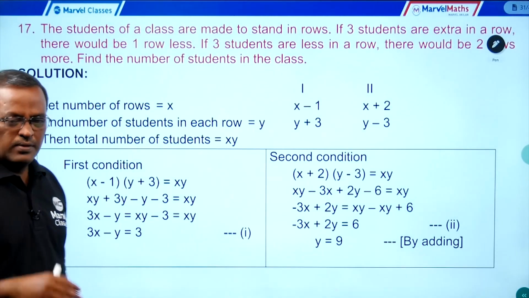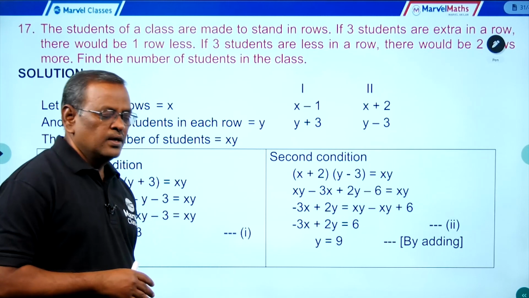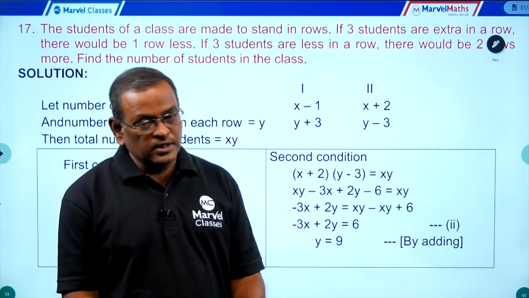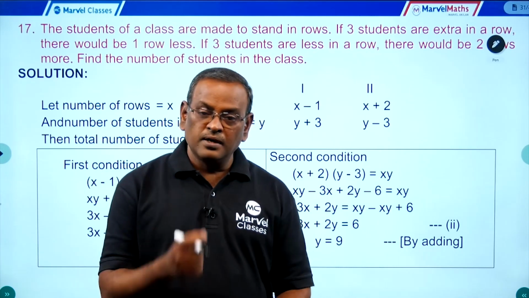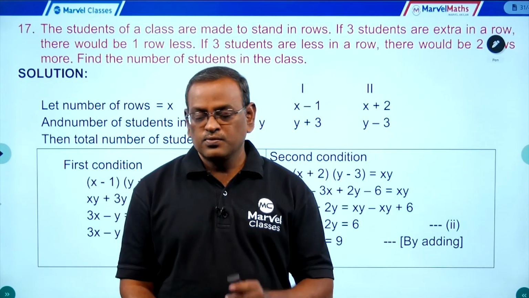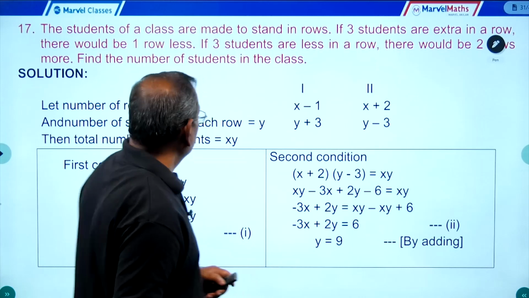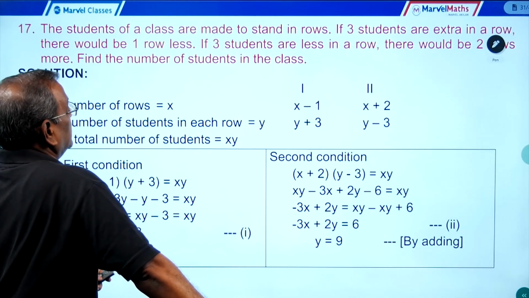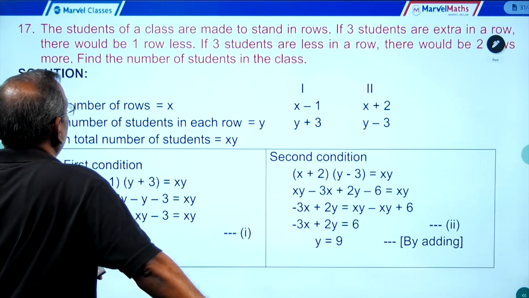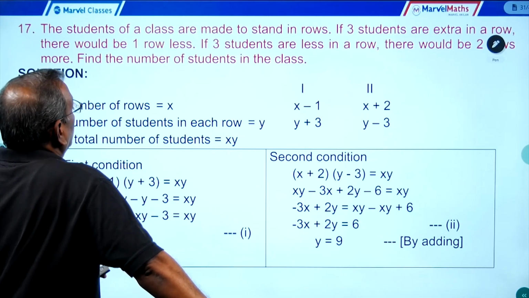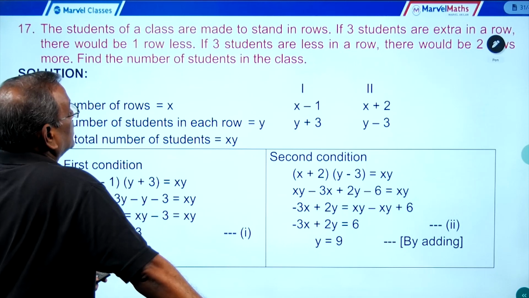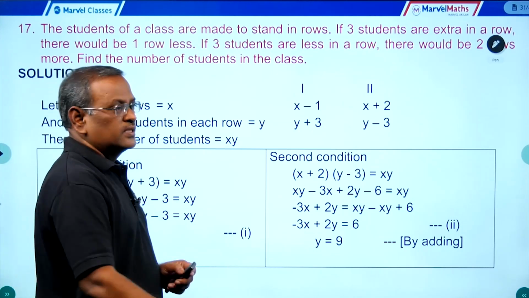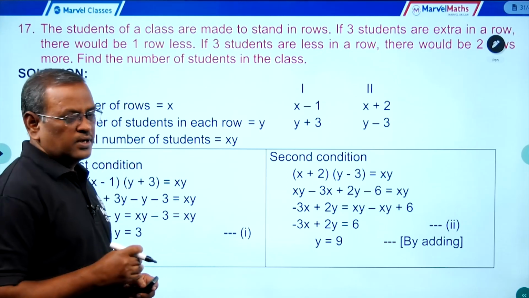And next, one of the very important questions. Number of students in a class, number of rows and number of students in each row. It's one of the repeated concepts, a board question concept. Students of a class are made to stand in rows. If 3 students are extra in a row, there would be 1 row less. If 3 students are less in a row, there would be 2 more rows. Find the number of students in the class. So this is one of the very important questions.